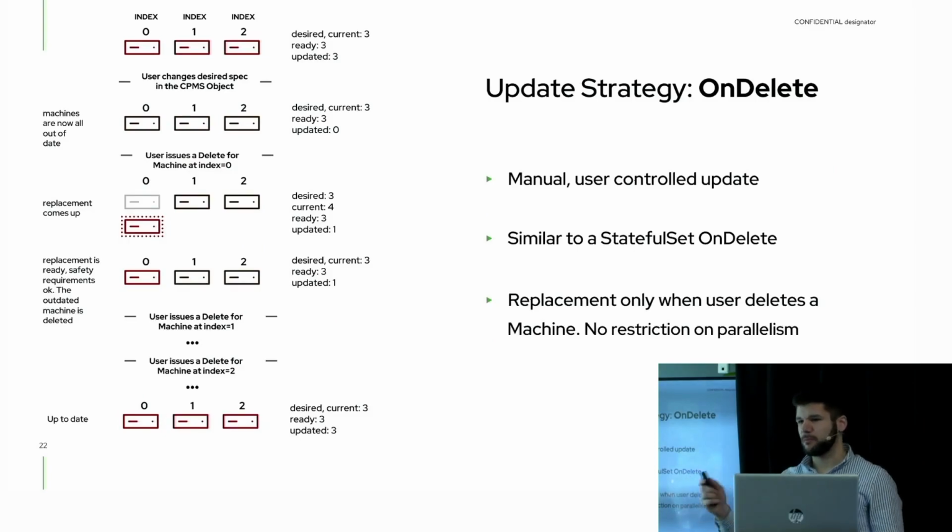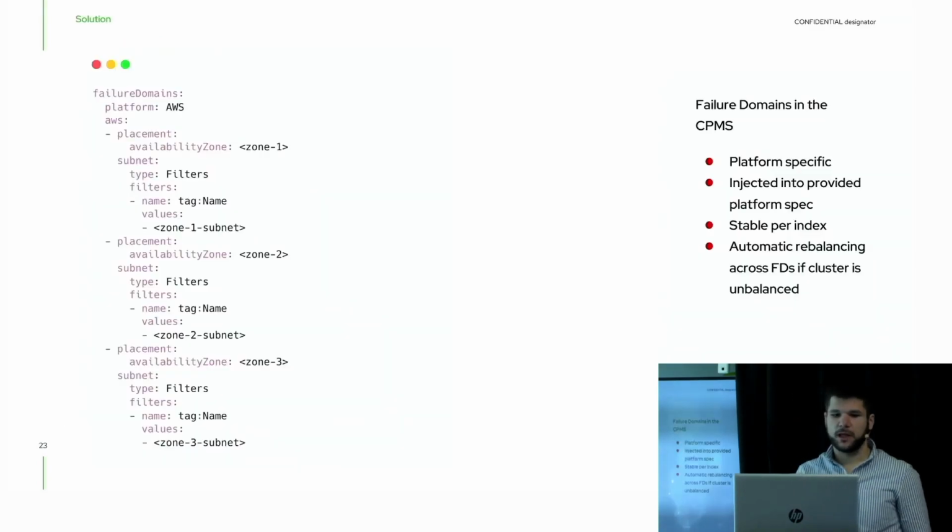OnDelete is a bit more of a manual strategy. It's a more user-controlled kind of update. This way, you can basically observe the machines go out of date and then manually issue a deletion, and then the operator will create a replacement for you. And you will need to do this 3 times for all the machines.